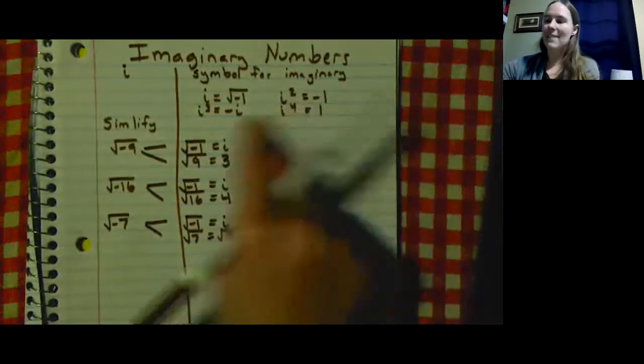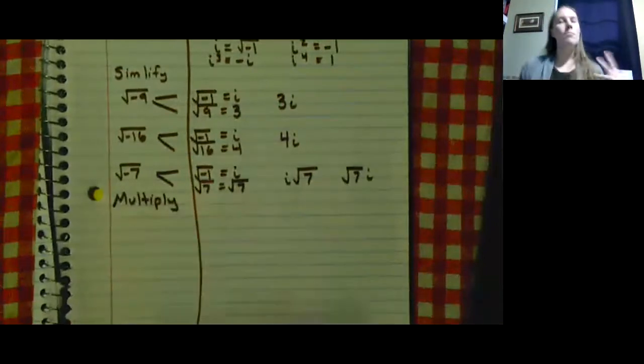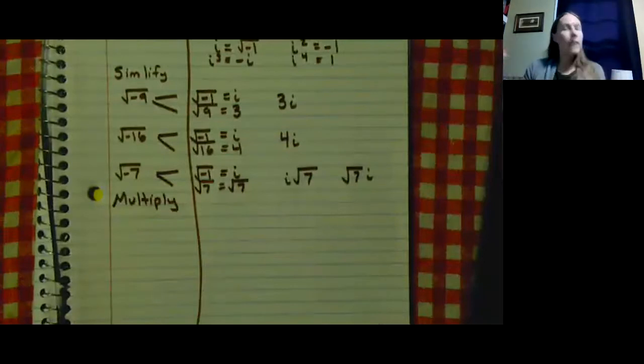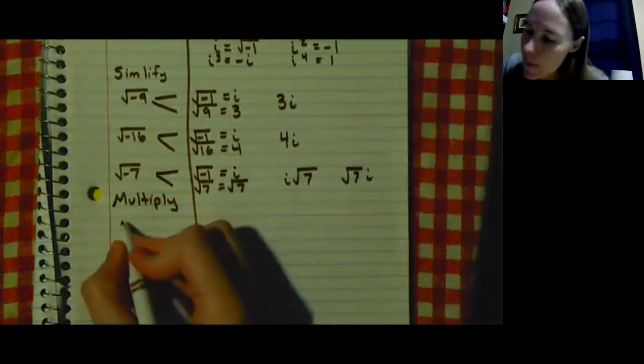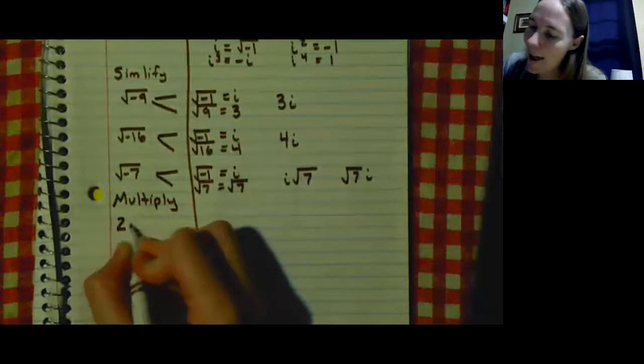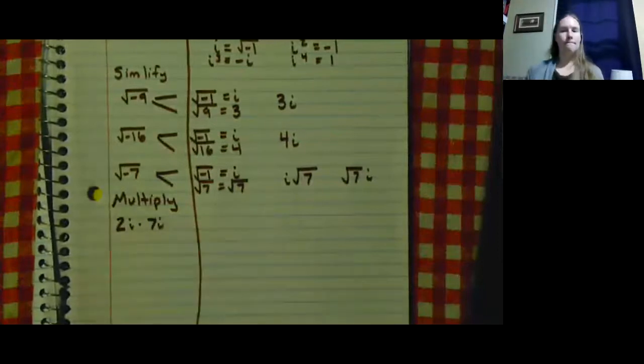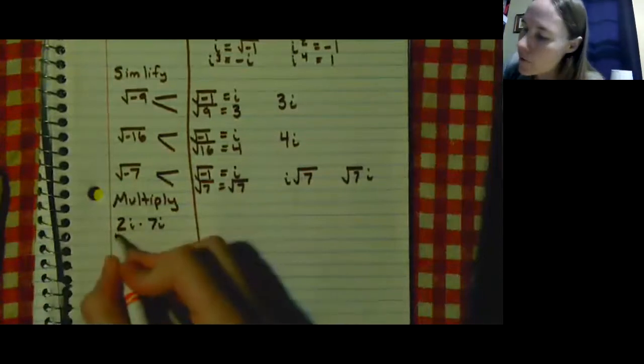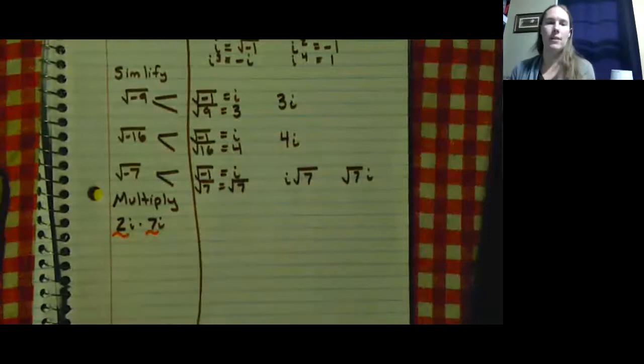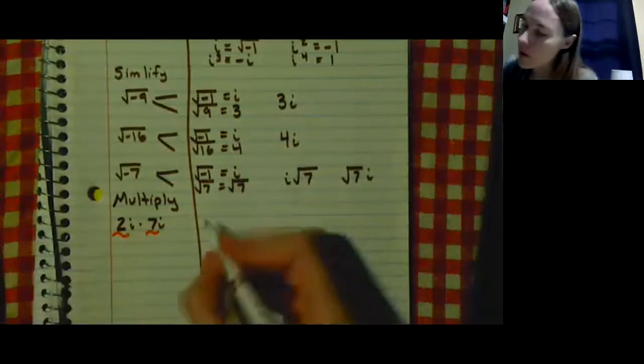But why does this i squared and i to the 4th and i to the 3rd matter? Well, that matters when we do multiplication. So we can multiply our imaginary numbers just like we can multiply our variables, just like we can multiply our regular numbers. Say we had 2i times 7i. It looks really daunting, but we can multiply what we know first. So I know 2 and I know 7. And 2 times 7 will give me 14.